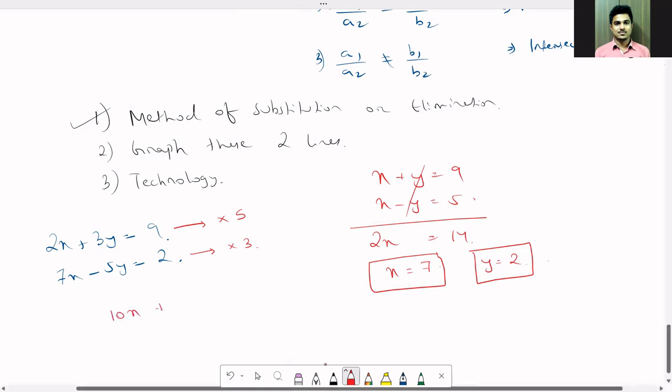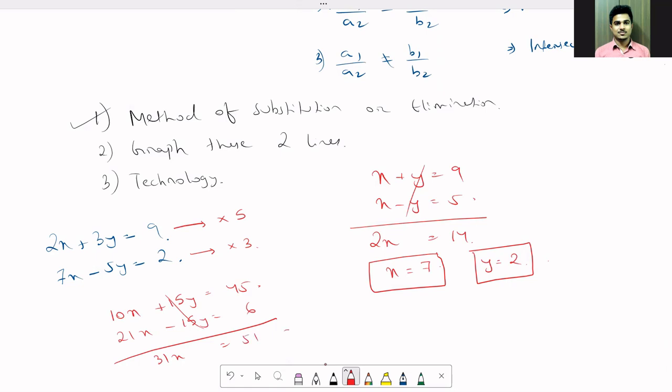So I will have 10x plus 15y is equal to 45. And for the second one, I will have 21x minus 15y is equal to 6. And next, I will add these two equations. So 10x plus 21x will give me 31x. The 15y minus 15y gets cancelled off. And 45 plus 6 will give me 51. So from here, I can say that the value of x turns out to be 51 upon 31. And to find the value of y, you simply substitute this value of x in any equation. You can choose equation 1 or equation 2, that doesn't really matter.